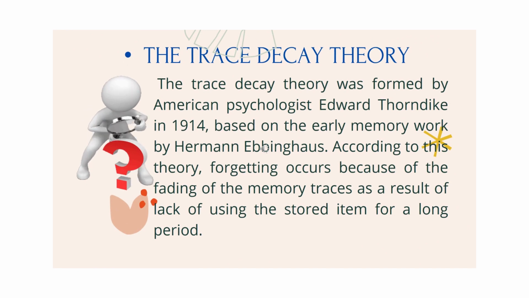Second is the trace decay theory. The trace decay theory was formed by American psychologist Edward Thorndike in 1914, based on the early memory works by Hermann Ebbinghaus. So according to my research, Hermann is the first psychologist who studied the theory of forgetting. According to this theory, forgetting occurs because of the fading of the memory traces as a result of lack of using the stored item for a long period.